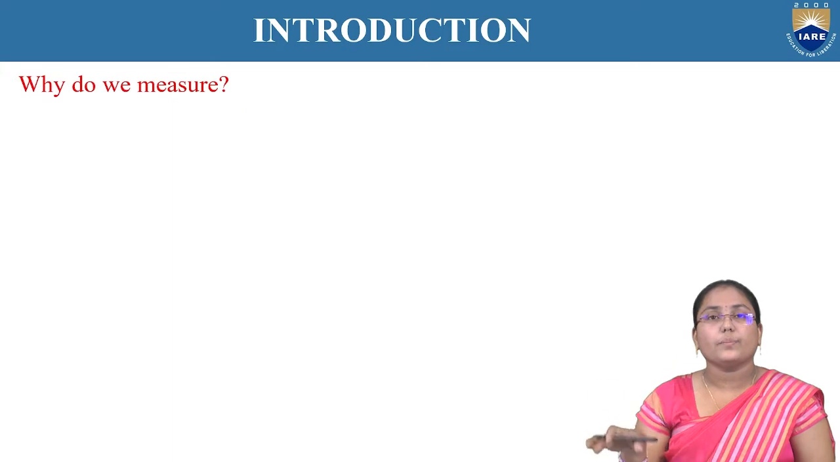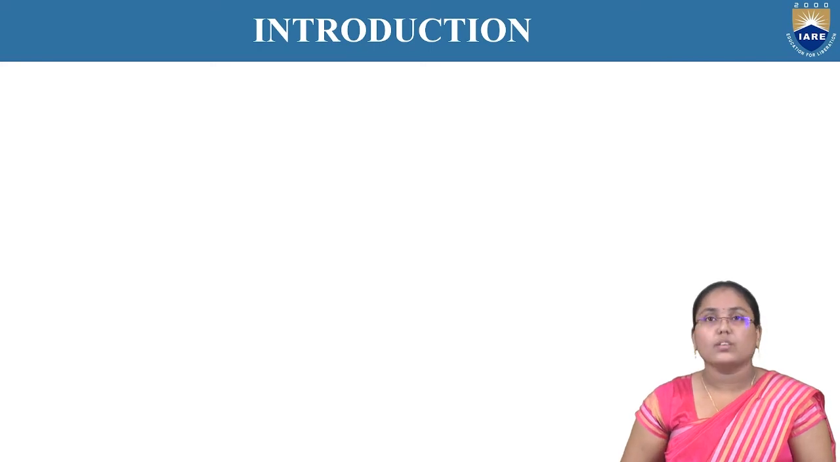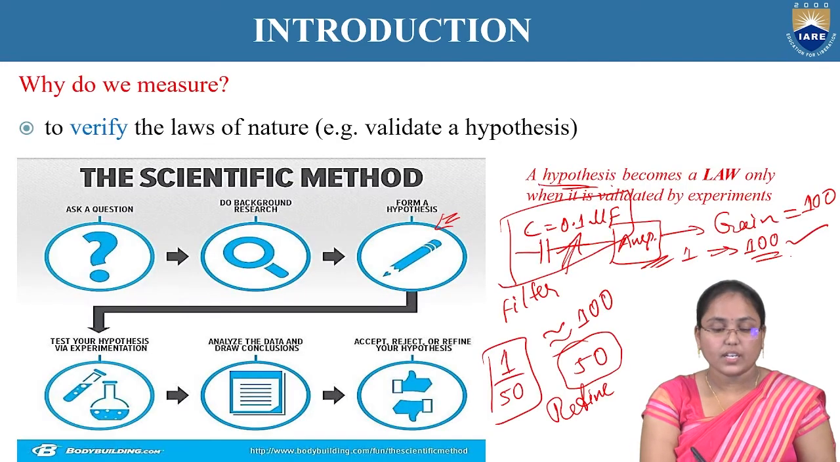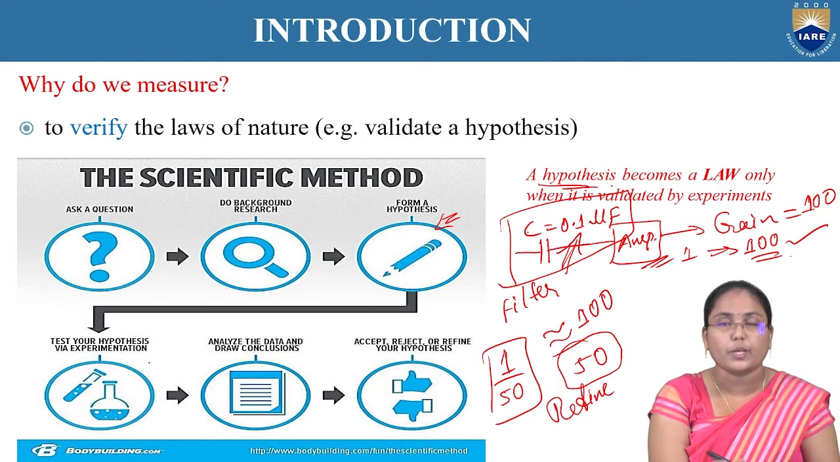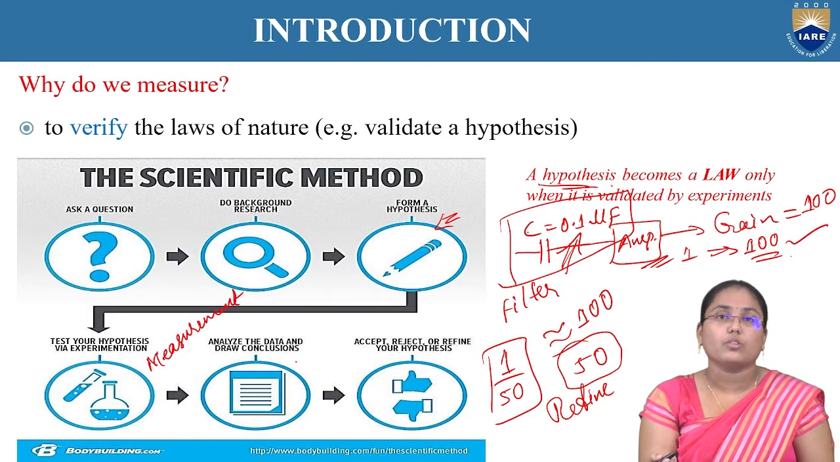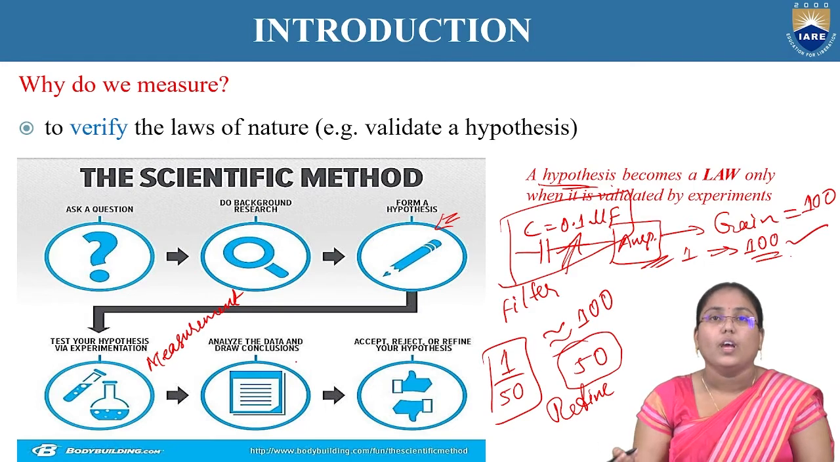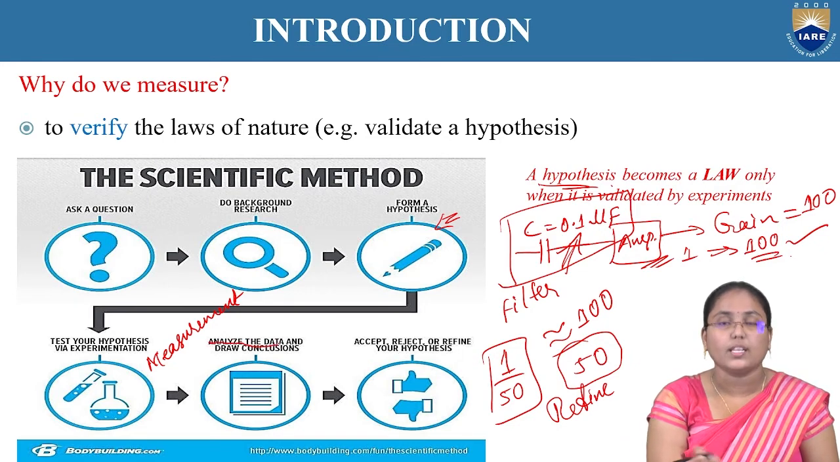So in the entire process, we do different types of measurements in the experiment analysis. Here in this process, we test the hypothesis via experimentation. We do different types of measurements, and while we are analyzing the data and drawing conclusions also, we use different measurement processes. So you can use ratios or different measurements while we are analyzing the data also.